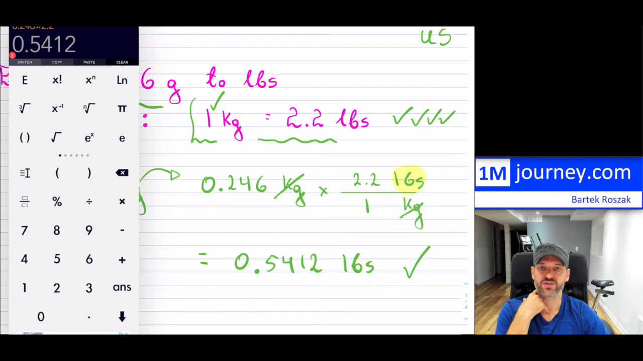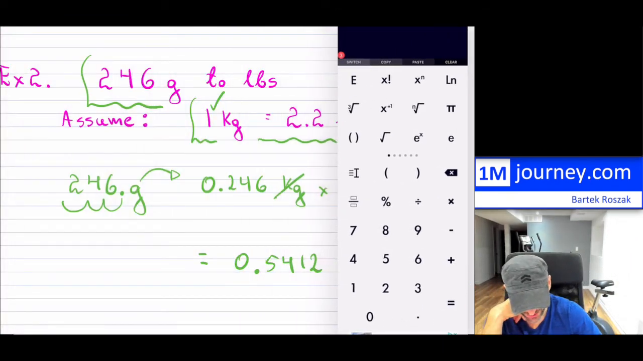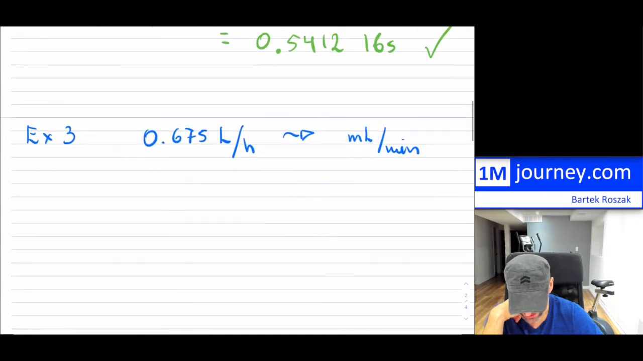So again, it's just a scaling. First I just change the prefix, and then I use the ratio between kilograms and pounds, so the scaling factor, and then I could have just multiplied through. All right, so that's example number 2. So here is another example, again something much different.